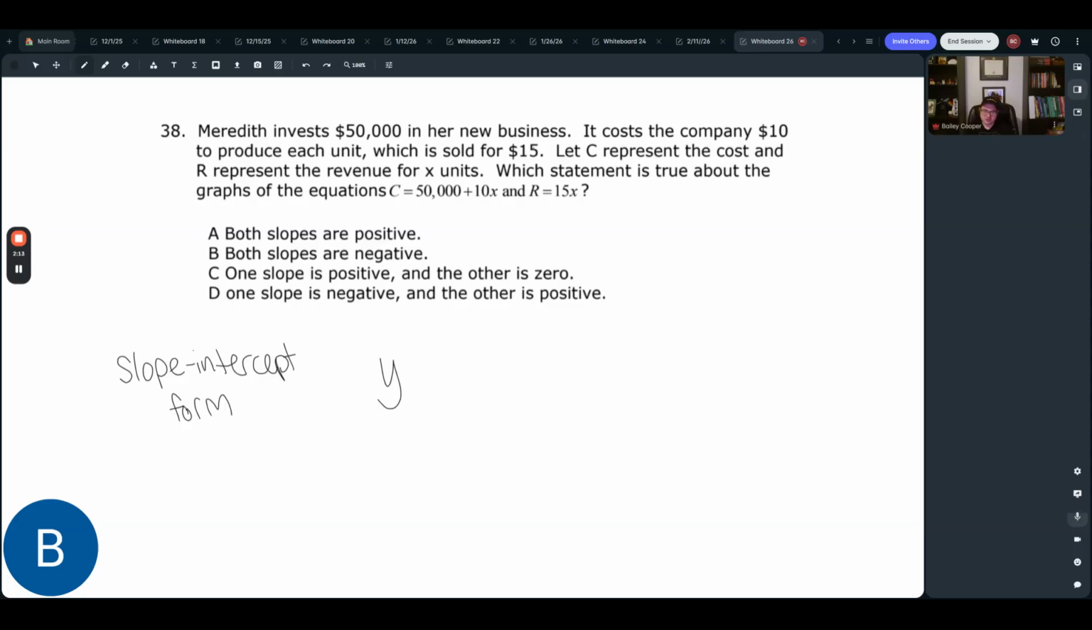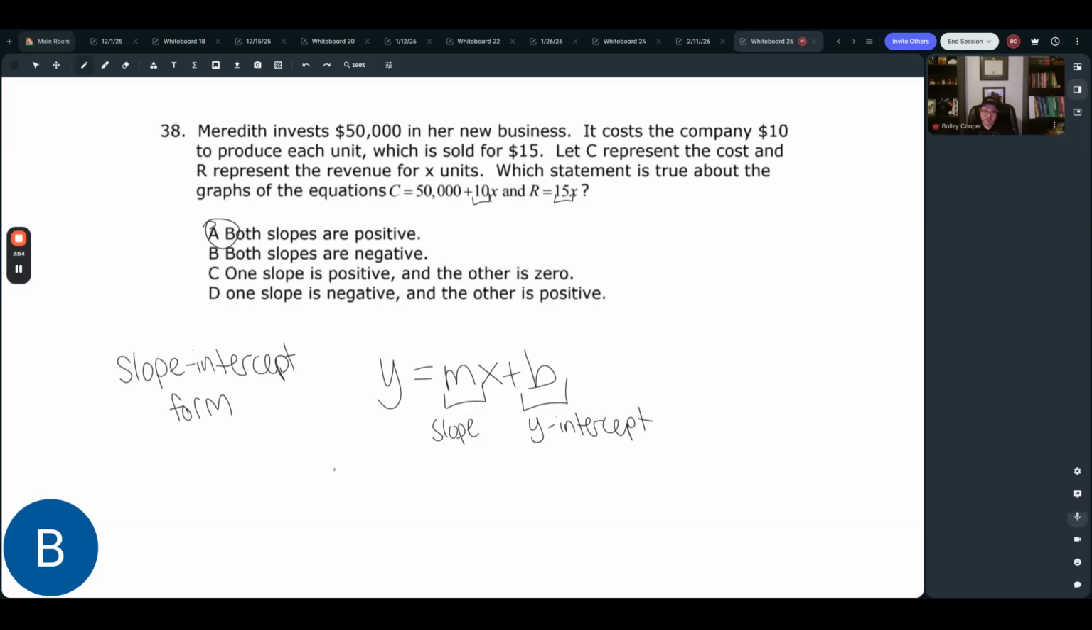Funny enough, this is on an Algebra 2 assessment that we have, but it's more like an Algebra 1 type question once you get down to it. Both of these are in slope-intercept form, which is y equals mx plus b, where m represents the slope of a line and b represents the y-intercept. So the coefficient of the x term represents the slope. In C, the coefficient of the x term is positive 10, and for R, the coefficient of the x term is positive 15.